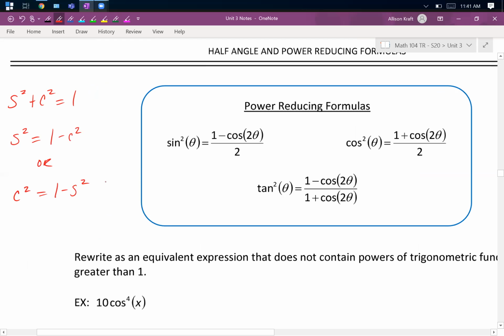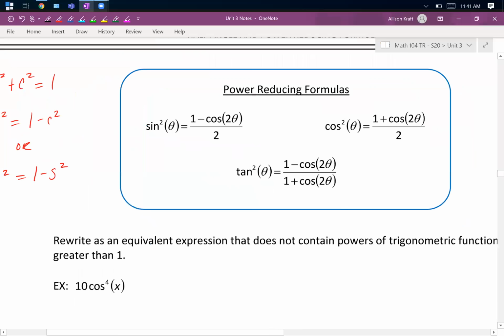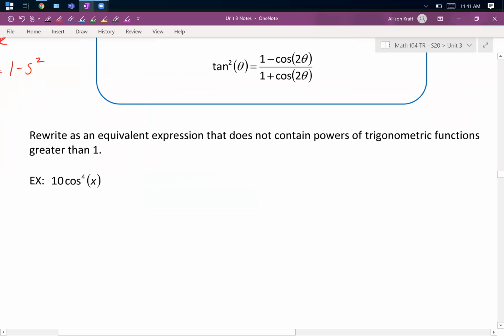This should not be your instinctual go-to every time you see something squared. You're going to use this much more in the calculus sequence than you are in this course or even in pre-calc. But we still need to know how to use these formulas, so we're going to practice doing that. We want to rewrite as an equivalent expression that does not contain powers of trig functions greater than 1.